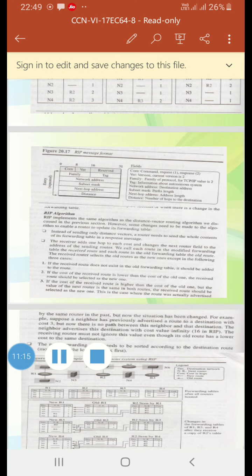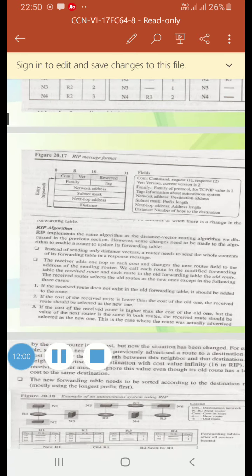Okay, so what I told about request and response messages: a request message can ask about specific entries or all entries. A response message can be either solicited or unsolicited. A solicited response message is sent only in answer to a request message. An unsolicited response message, on the other hand, is sent periodically every 30 seconds or when there is a change in the forwarding table.